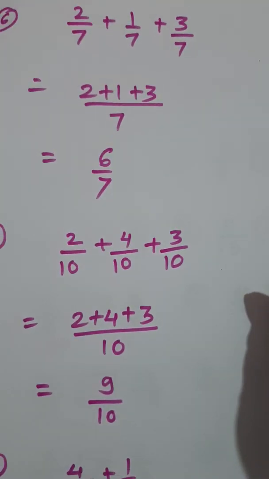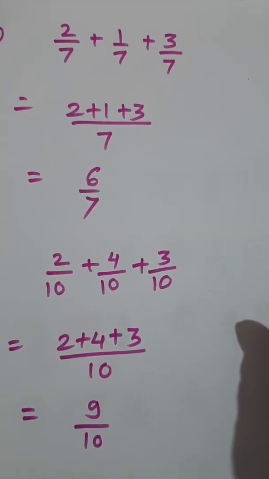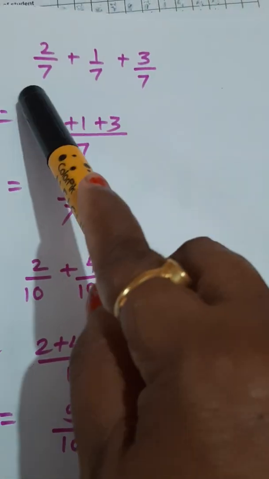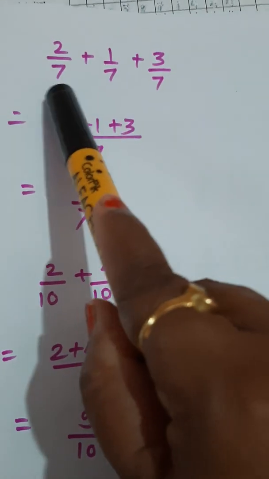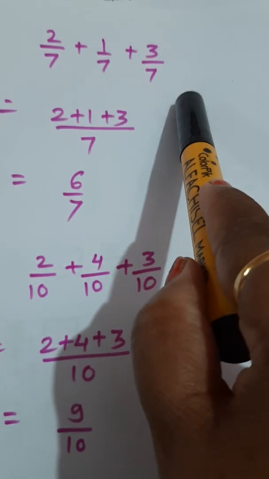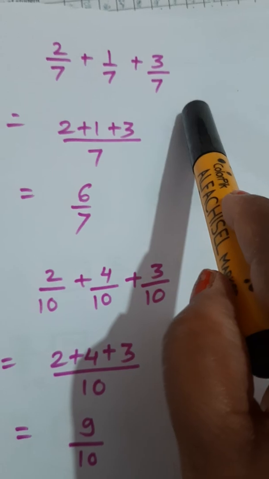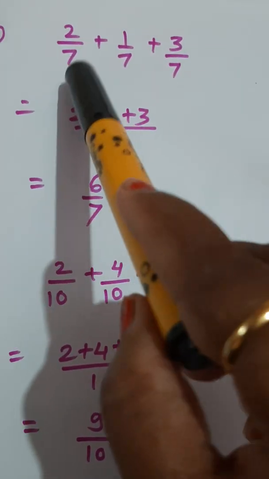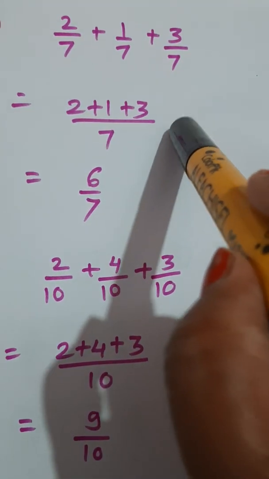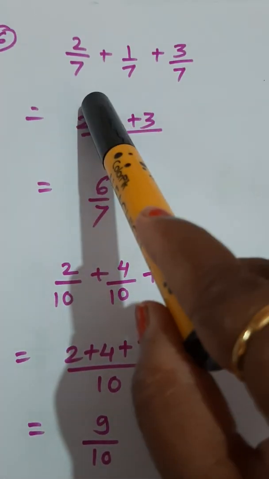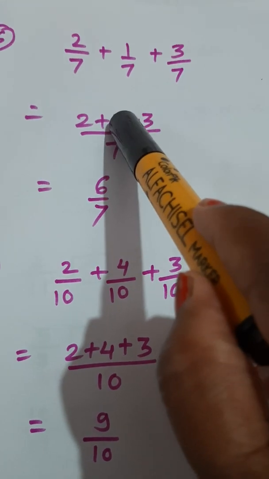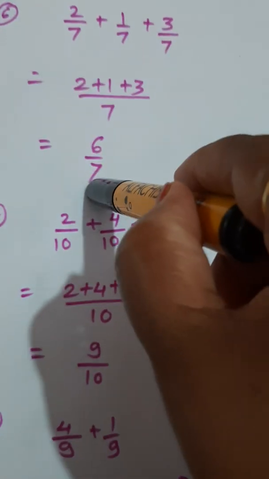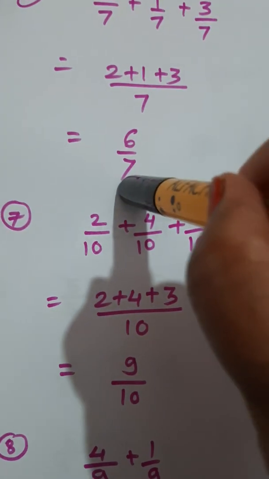Problem number 6. 2 upon 7 plus 1 upon 7 plus 3 upon 7. Here 3 fractions are given, but all have the same denominator. It means they are like fractions. And for like fractions, the addition is very simple. Just add their numerators and write the same denominator. So 2 plus 1, 3. 3 plus 3, 6. 6 upon 7. This is the answer of the sixth problem.